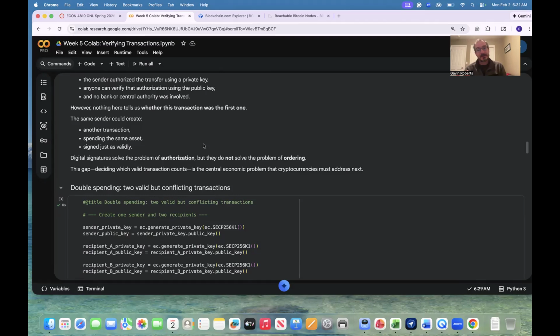However, we're still missing some pieces. Nothing here tells us whether this transaction was the first one. What if I only have one Bitcoin and I want to buy 10 Bitcoins worth of stuff? I might try to send the same Bitcoin to 10 different people. This is called the double spending problem.